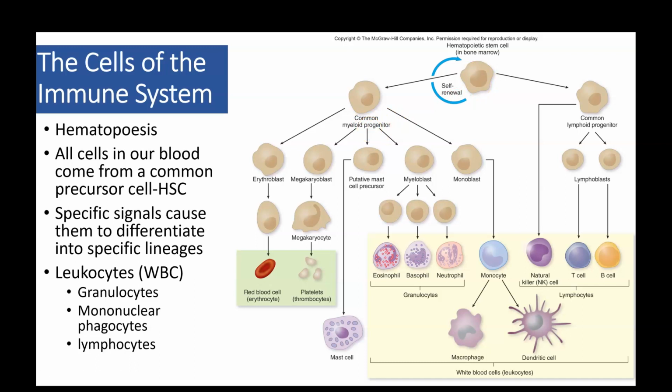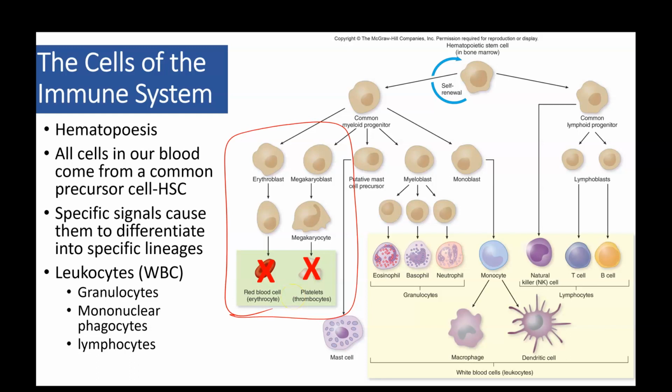So we have two major branches of the cellular components of our immune system and blood: myeloid cells and lymphoid cells. Let's look at the myeloid cells first. We're really not going to talk about this side of development, even though they're super important, right?